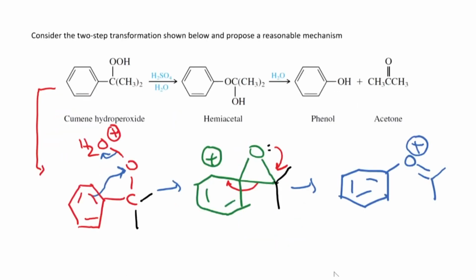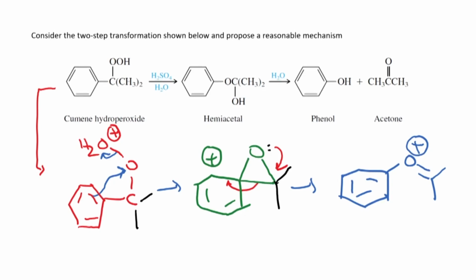The question here is, consider the 2-step transformation shown below and propose a reasonable mechanism. So we start with cumene hydroperoxide. A hydroperoxide is this group where you have this OOH, and in the presence of acid it gives you this hemiacetal, which then subsequently undergoes hydrolysis to give you acetone and phenol. So the question is, what is the mechanism of this reaction?